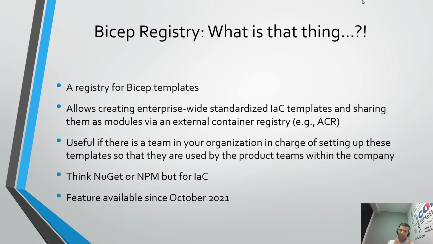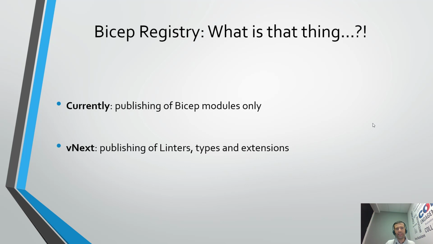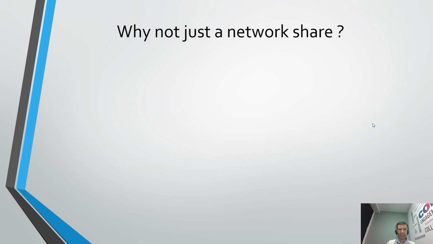This is a relatively new feature that appeared in October 2021. The current state of the Bicep registry is that we are able to publish Bicep modules only, but we can expect later to be able to publish linters, types, and extensions.